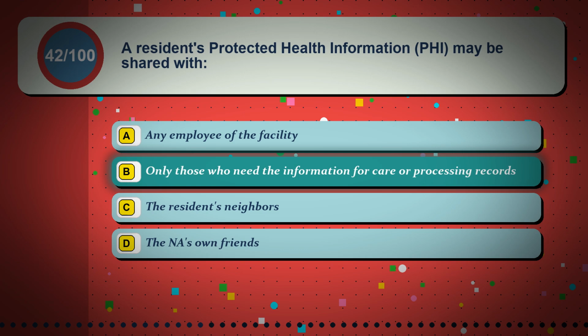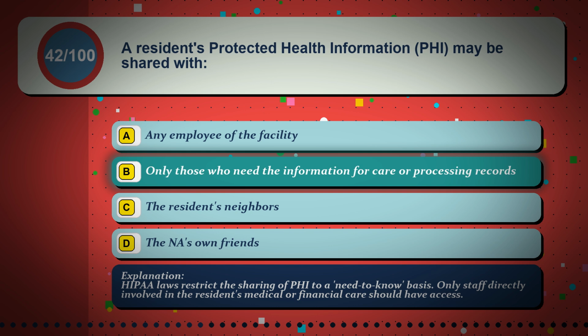The correct answer is option B, only those who need the information for care or processing records. HIPAA laws restrict the sharing of PHI to a need-to-know basis. Only staff directly involved in the resident's medical or financial care should have access.